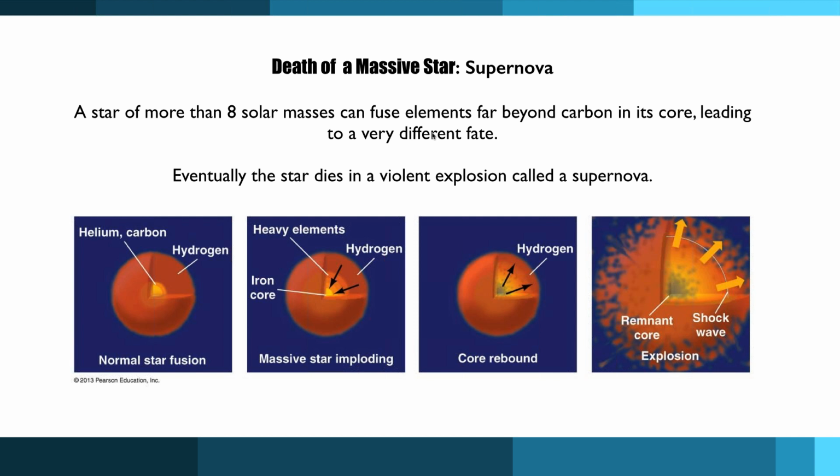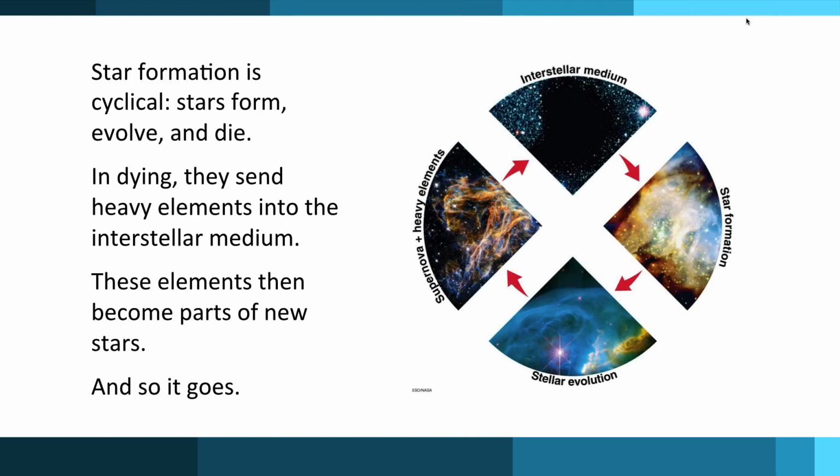So a star around the size of the sun is going to die quietly. A star of more than about 8 solar masses, 8 times the mass of our sun, can fuse things beyond carbon in its core, and eventually it collapses so fast that nuclear binding energy takes over, sends all that material in the opposite direction, and the star explodes. So that's where I'm going to leave it for today.